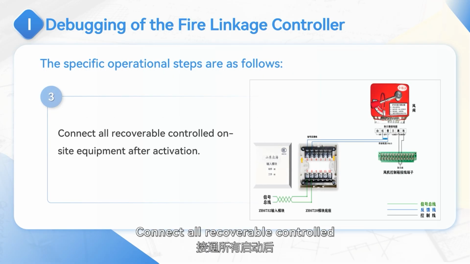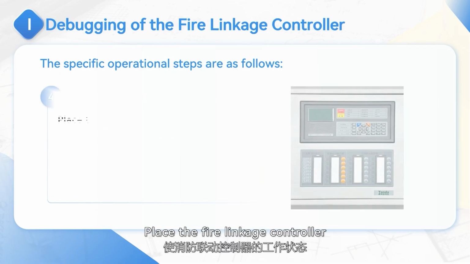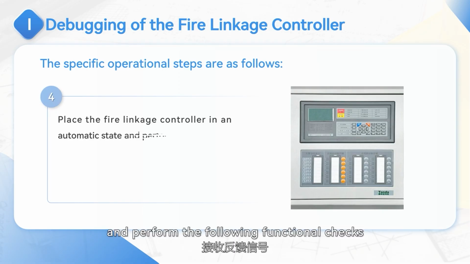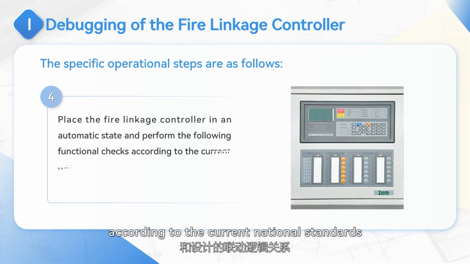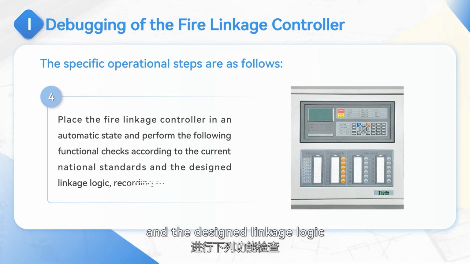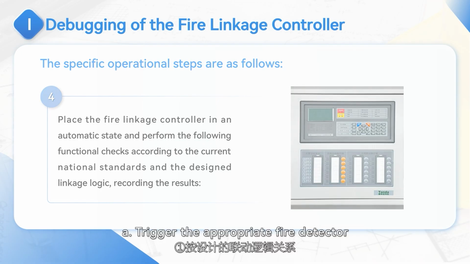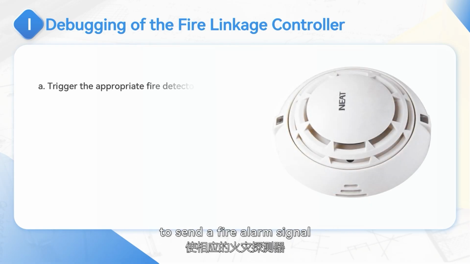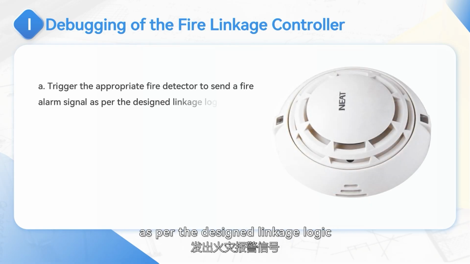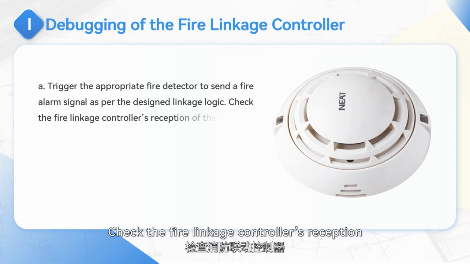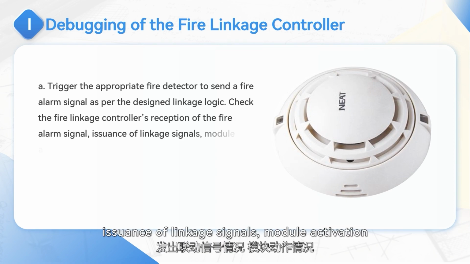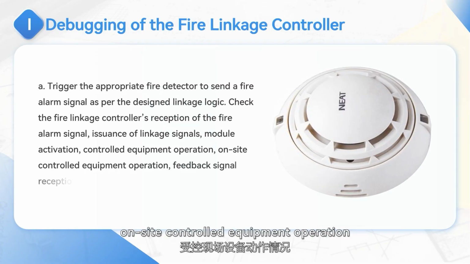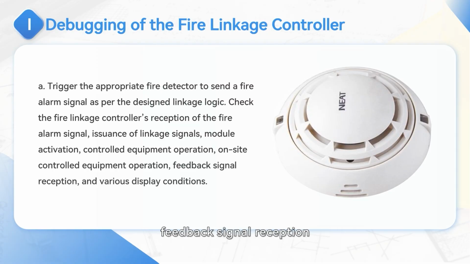Step 3. Connect all recoverable controlled on-site equipment after activation. Step 4. Place the fire linkage controller in an automatic state and perform the following functional checks according to the current national standards and the designed linkage logic, recording the results. A. Trigger the appropriate fire detector to send a fire alarm signal as per the designed linkage logic. Check the fire linkage controller's reception of the fire alarm signal, issuance of linkage signals, module activation, controlled equipment operation, on-site controlled equipment operation, feedback signal reception, and various display conditions.